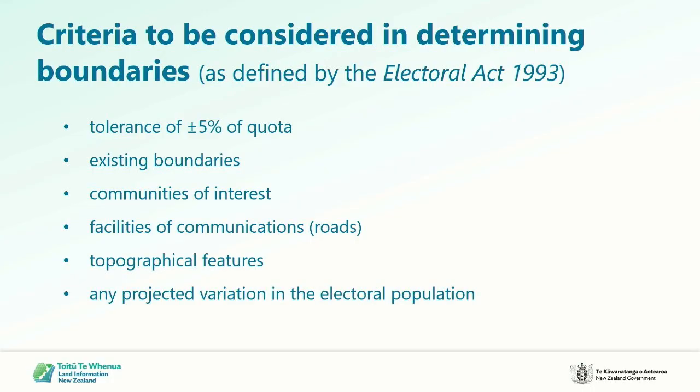And also we take into account projected variations in electoral population, so those are provided by Stats New Zealand for us. So if an electorate, for example, is projected to increase in population, we might set it a little bit below quota, so next time it doesn't have to change.